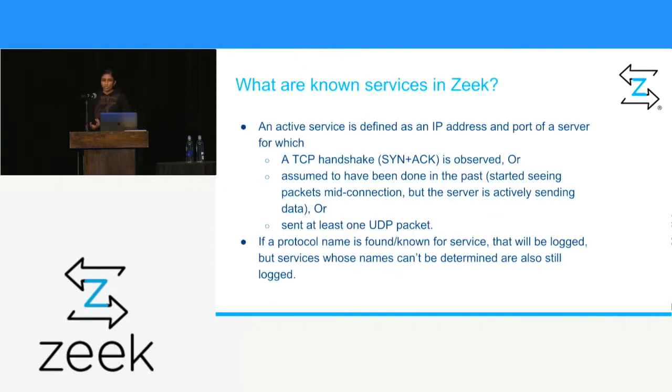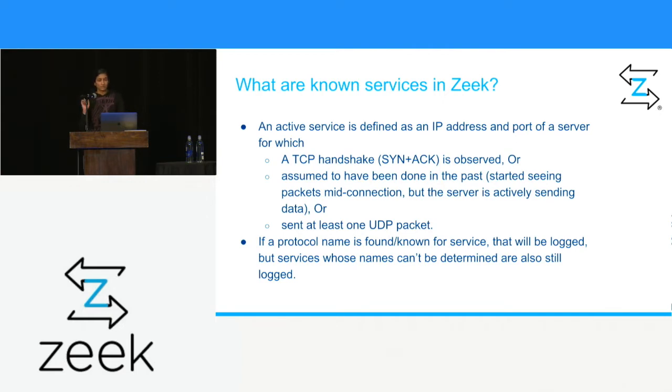All right, so what are known services in Zeek? If you have been running Zeek for quite a long period of time, or even just started with Zeek, you would know that there is a log file called knownservices.log that Zeek generates. So the logic behind that log file is actually whatever Zeek sees. These are the three important things that Zeek is trying to detect the known services for. The first one is the TCP handshake. If it has observed a TCP handshake on one of your server IPs, and it has seen the handshake established, it will record that as the server IP and server port that is having an active service on that port.